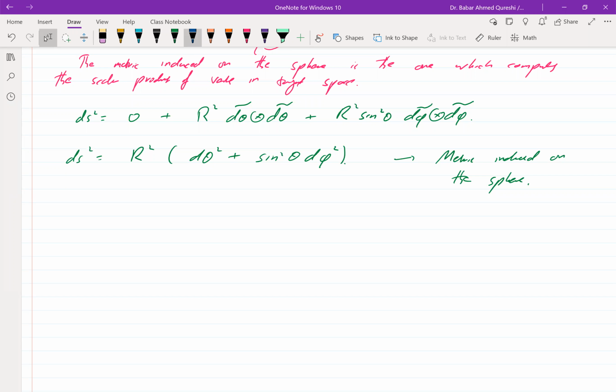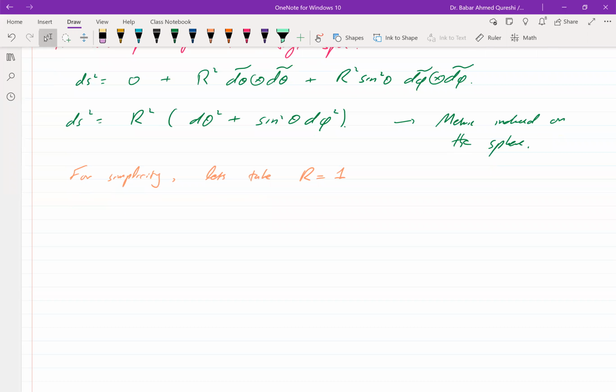Now, for simplicity, let's take the radius of the sphere to be 1. Doesn't matter, I can put it back in. It's just about the scale or your units. So I just take it to be 1. Then for the unit sphere, my metric would be just this.